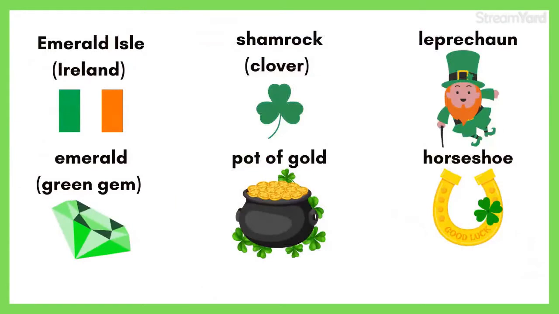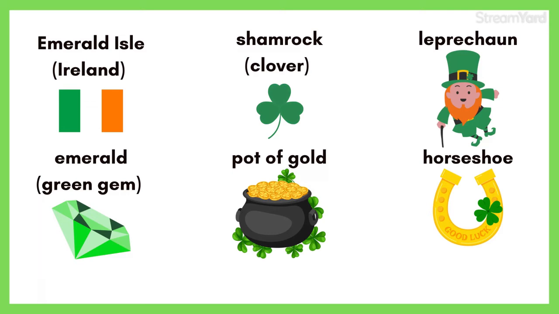So let's review the vocabulary. Emerald Isle, another name for Ireland. Shamrock, clover. This is a small green leafy plant with 3 leaves. And if you find one with 4 leaves, it's an extra special clover or shamrock. That means good luck.